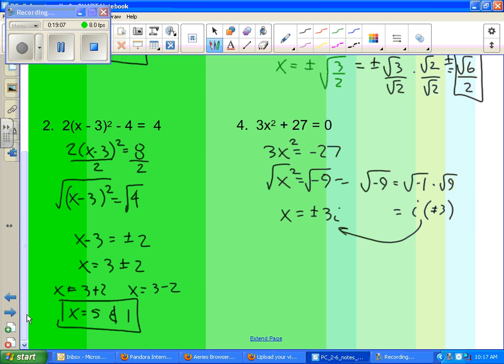So if you have a negative inside, an i automatically pops out. Well, hang on, let me rephrase that. If you have a negative inside of an even root, if it's an odd root, it's okay. But if it's an even root, you have to pull an i out and then be left with whatever you're taking the square root of.